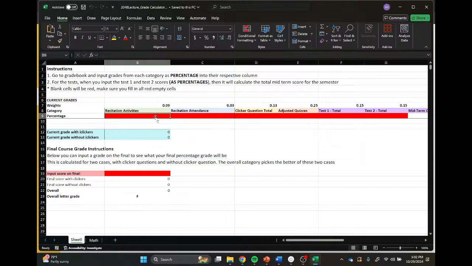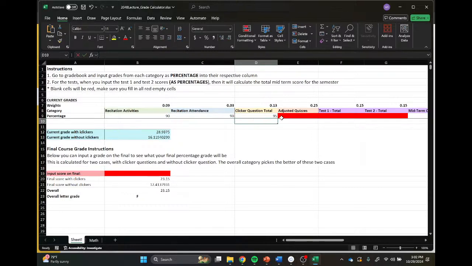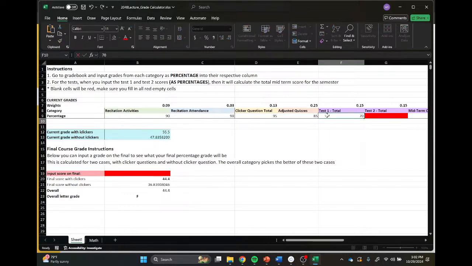Let's say you got 90% on the recitation activities, then the red goes away. Say attendance, you also have 90%. Woohoo. Clicker questions, you have a 95. Quizzes, maybe you have an 85. And test 1, maybe you got a 70. Behold, the final grade is absolutely terrible because it's not taken into account. You haven't put test 2 or the final in yet.